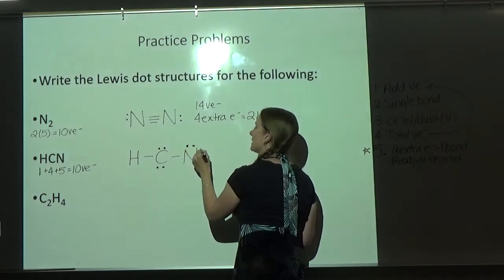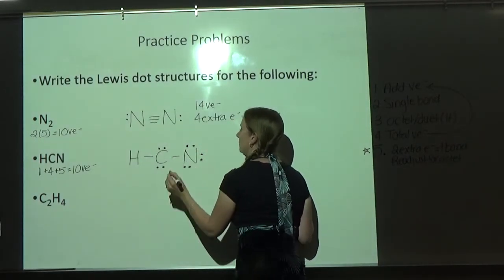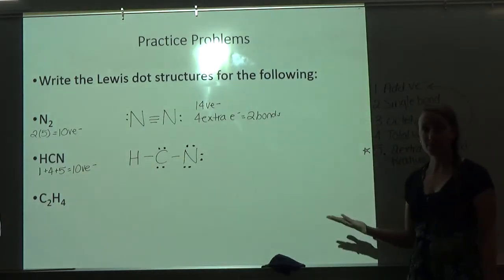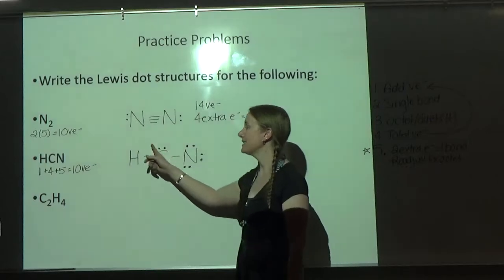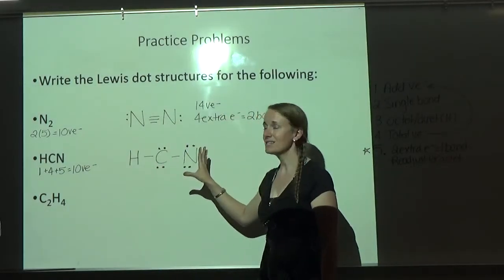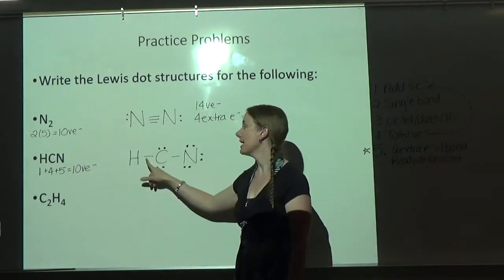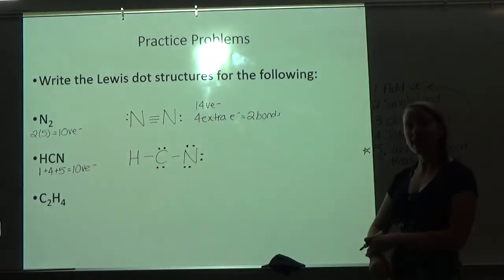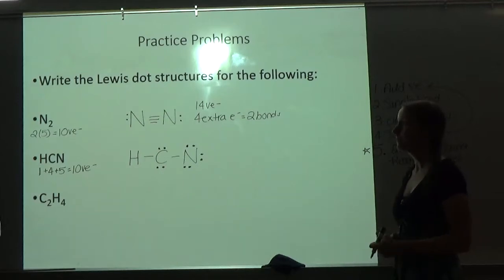So it needs 6 more to have 8. Okay, so this molecule cannot have symmetry. Some of y'all start trying to add dots to H just so it looks the same on both sides. You can't do that. H follows the duet rule. Not all molecules can have symmetry. If they can, they prefer it, but it's not always possible.